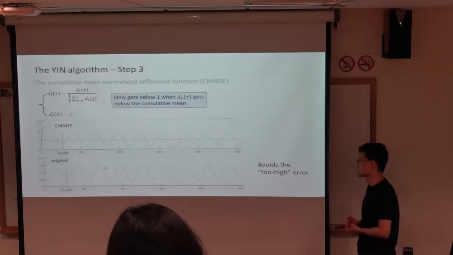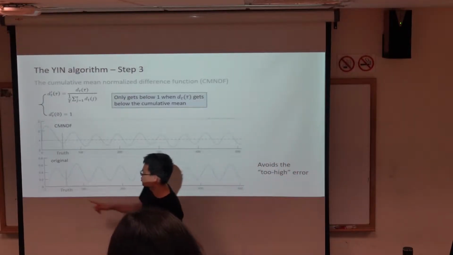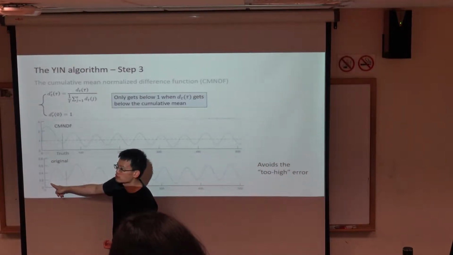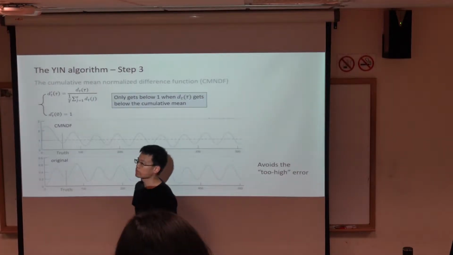So this function avoids a too high error because we won't choose the functions here anymore, even if there's a noise close to the minimum here.